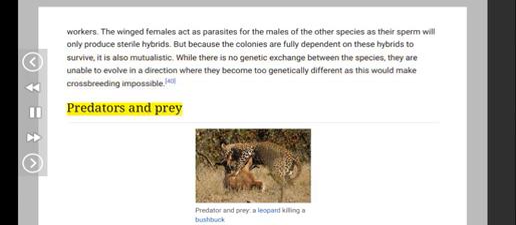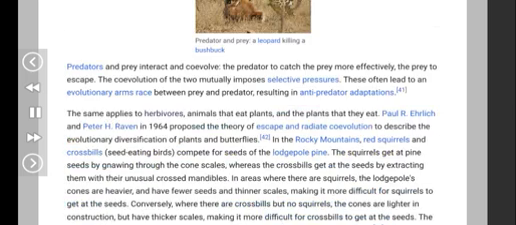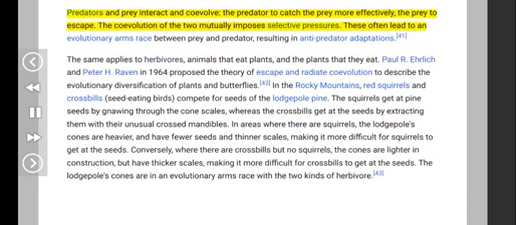Predators and prey. Predator and prey, a leopard killing a bushbuck. Predators and prey interact and coevolve, the predator to catch the prey more effectively, the prey to escape. The coevolution of the two mutually imposes selective pressures. These often lead to an evolutionary arms race between prey and predator, resulting in anti-predator adaptations.